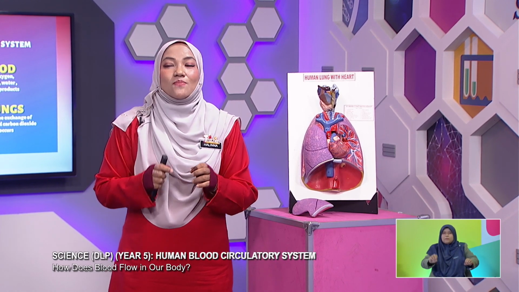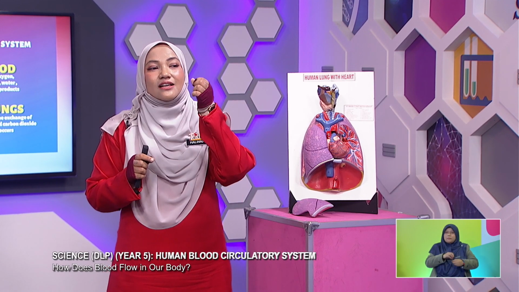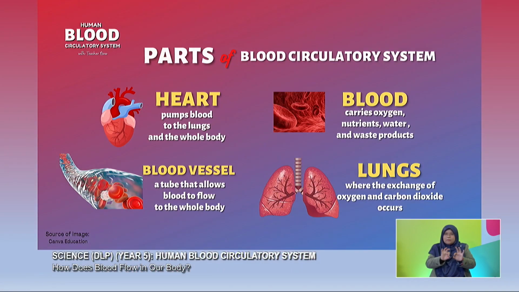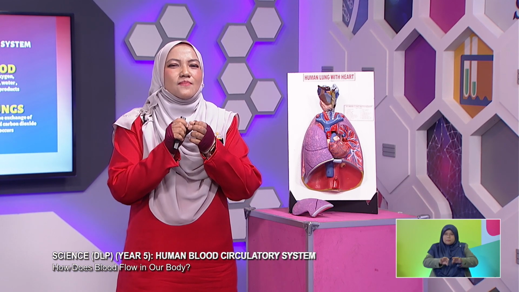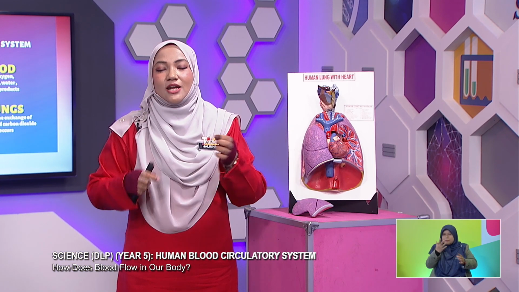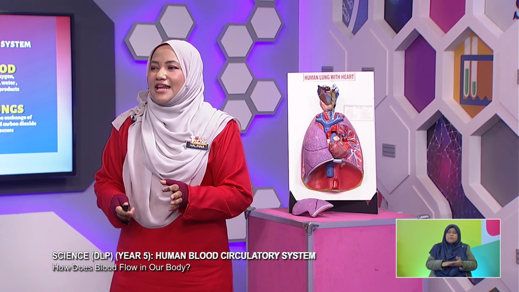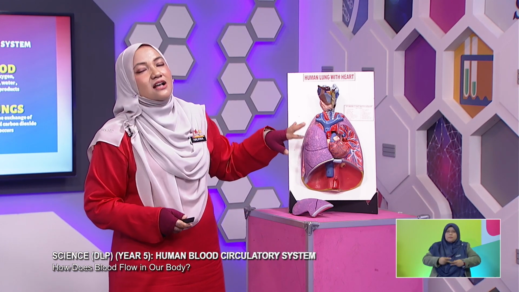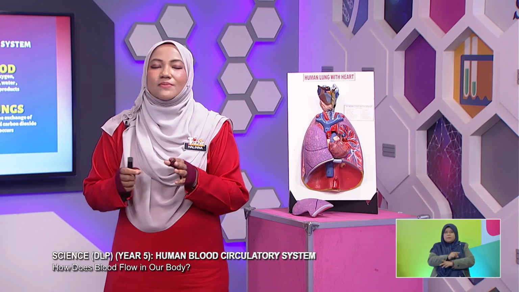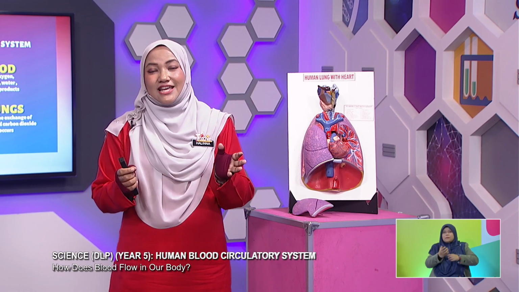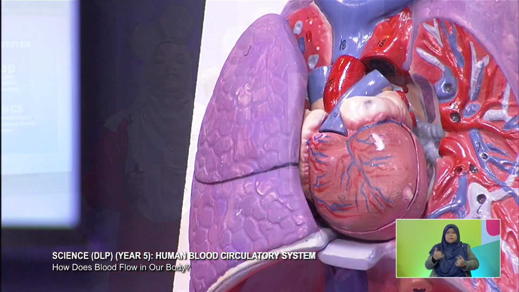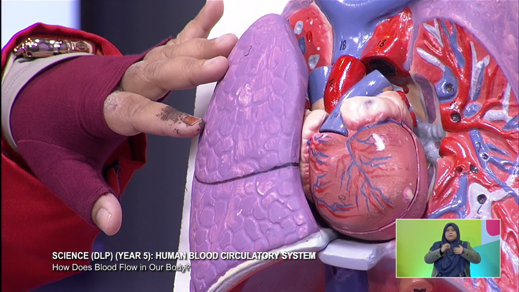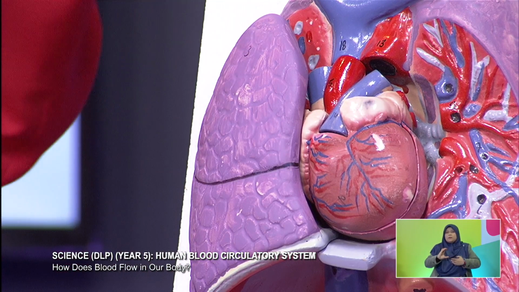Okay, understood. So blood vessels are like tubes that allow blood to flow to the whole body. We need the blood vessels to have a clear path so that the blood will flow easily. And the last one is, of course, the lungs. Lungs is where oxygen and carbon dioxide exchange occurs, as we have learned before in Science Year 4. Remember, when we breathe in, we take in oxygen, and when we breathe out, the carbon dioxide will be taken out from the lungs.